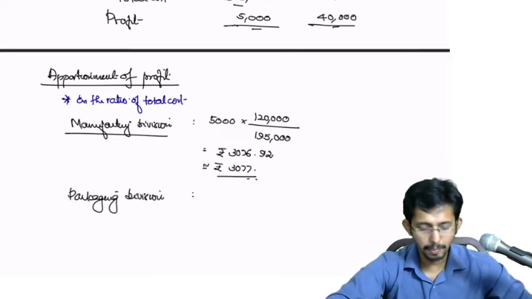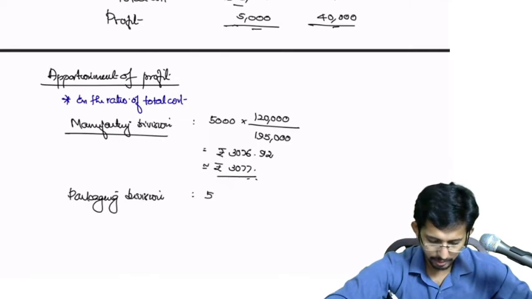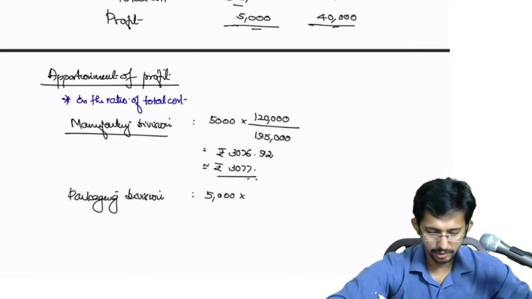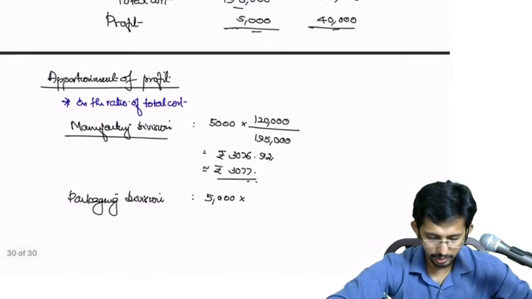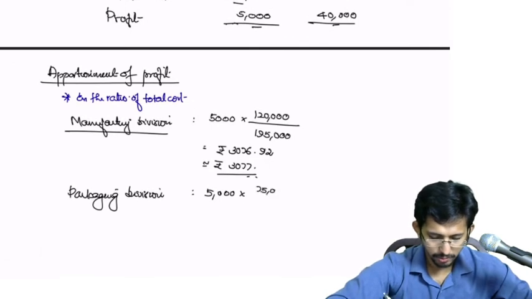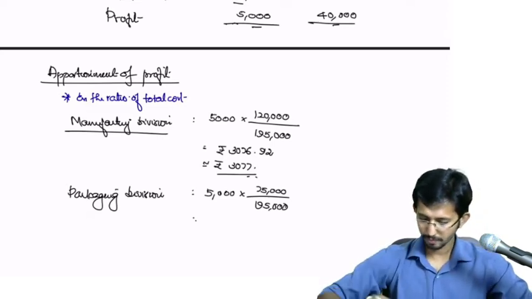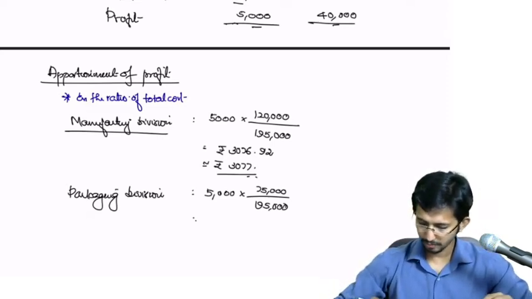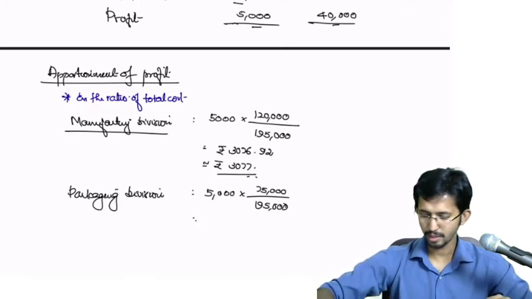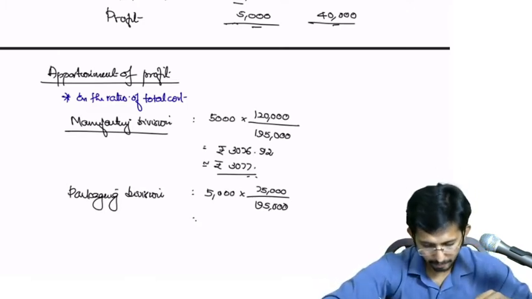Now packaging division. The amount will be the balance. But still we can compute using the formula itself. 5,000 into 75,000 divided by 1,95,000. That will give you 5,000 into 75 divided by 195, which is 1,923.